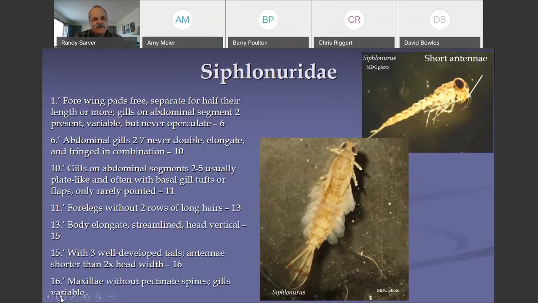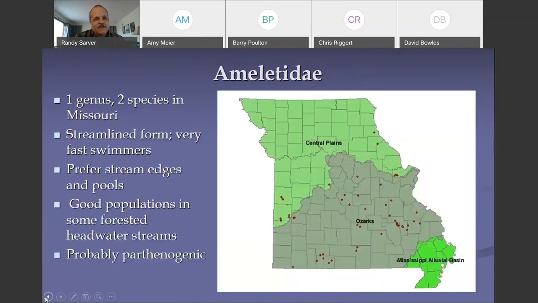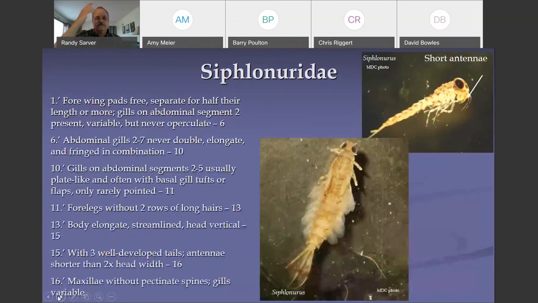So what we're finding now is really good populations in these small forested headwater streams. And the last family, Siphonuridae, again, has a bunch of characteristics to run through.